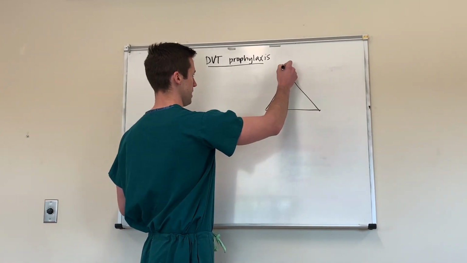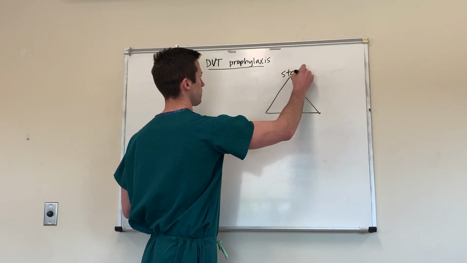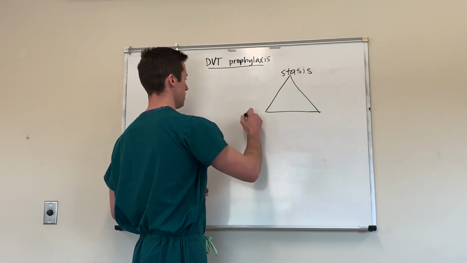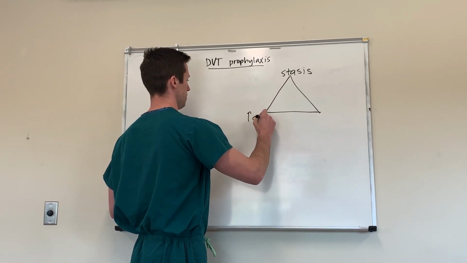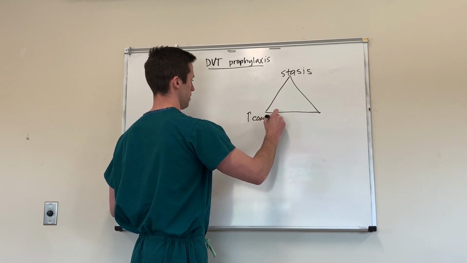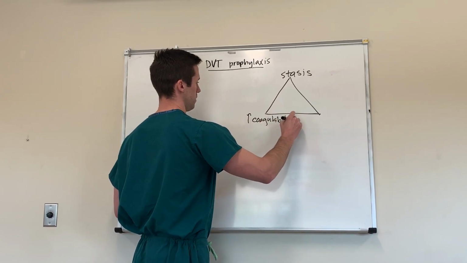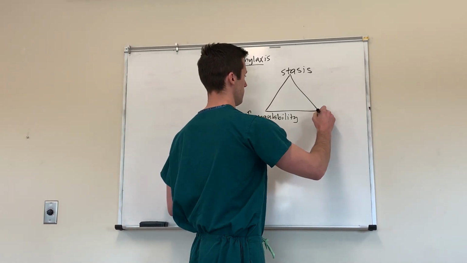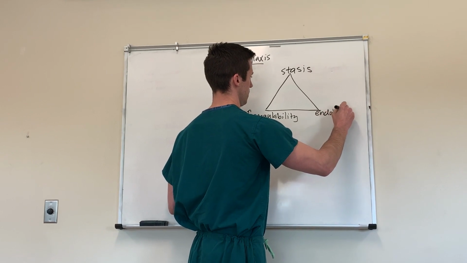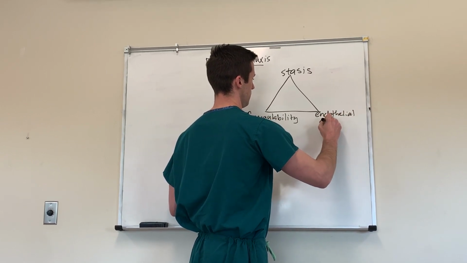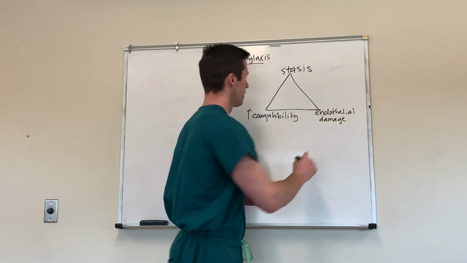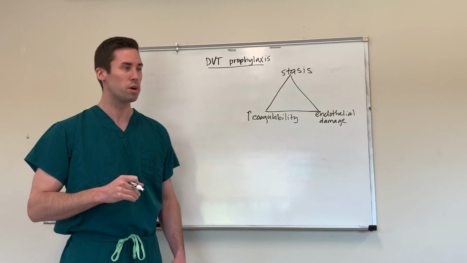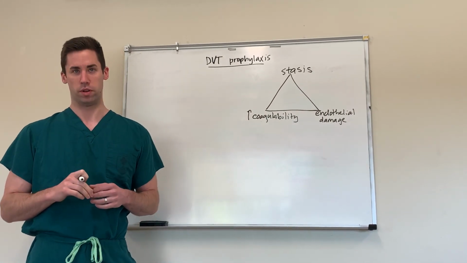So the first one is venous stasis. The second one is hypercoagulable state. Forgive my spelling. And then the third one is endothelial damage. And when these three things are present, it contributes to clot formation. So I want you to keep this in the back of your mind as we're going through this.